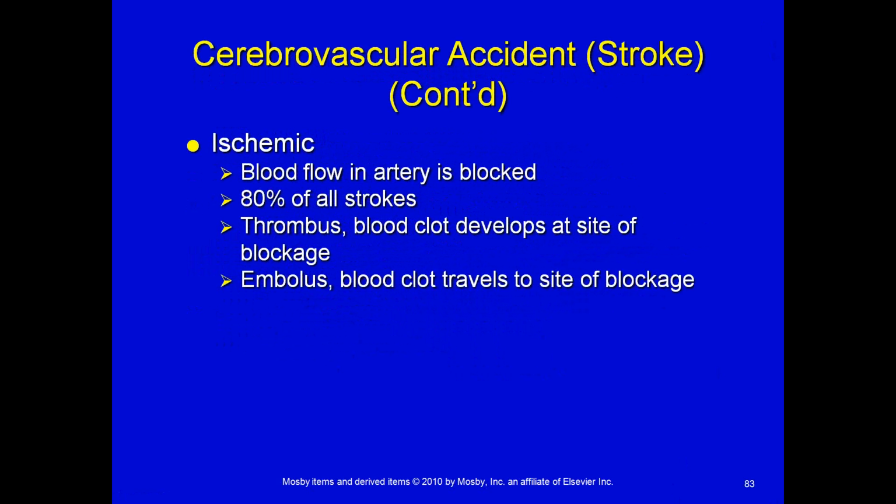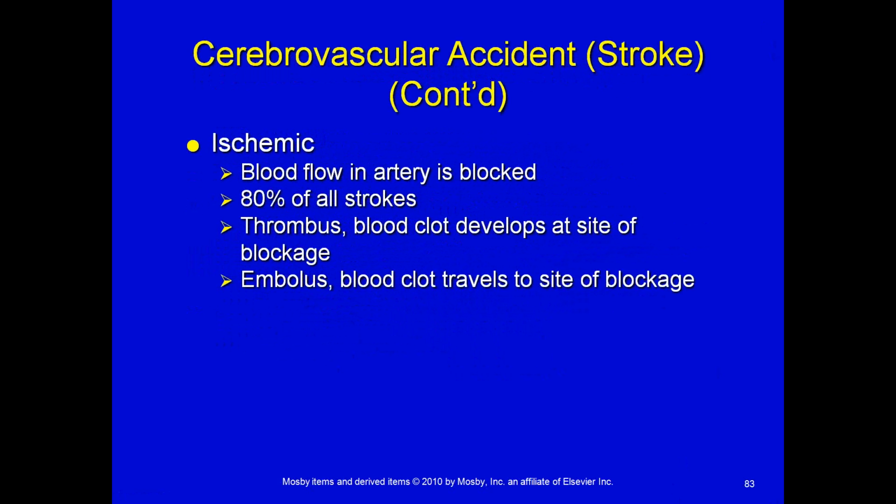Now, 80% of all strokes are ischemic, and what that means is that blood flow in an artery has been blocked. It can either be blocked by a thrombus, which is a blood clot that develops at the site, or an embolus, which is a blood clot that travels to the site. And typically with a thrombus the symptoms will be gradual, whereas with an embolus the symptoms will be sudden.